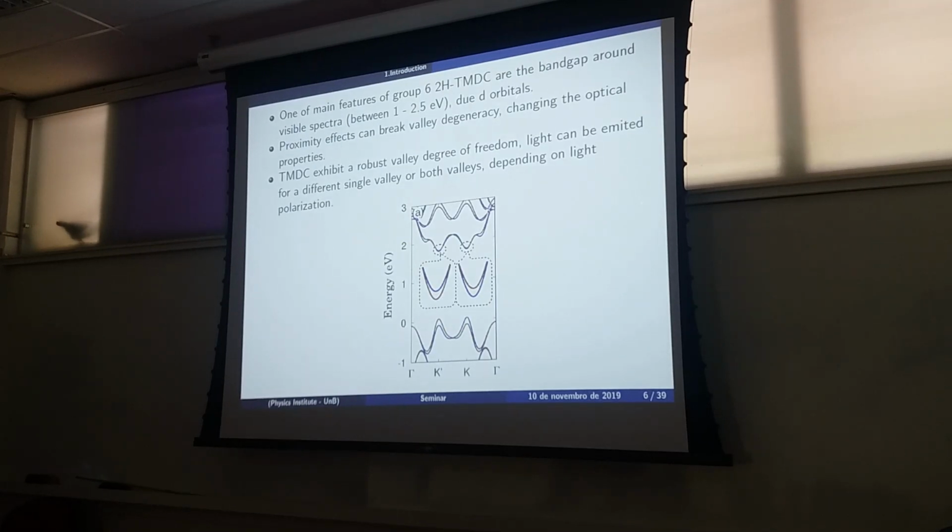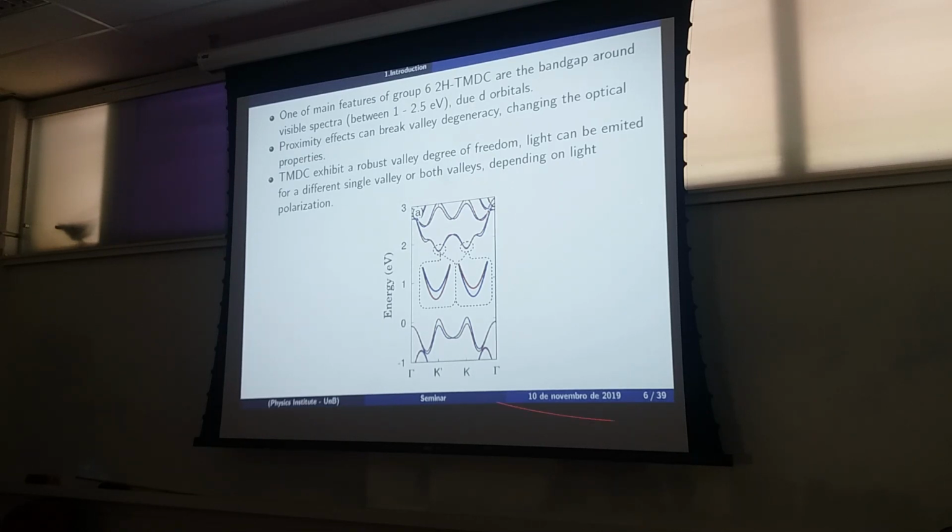So one of the main features of this group is the band gap in the visible region, around 1 to 2.6 electron volts. And with the d orbitals, we can basically model the tight binding Hamiltonian of this material considering only those orbitals. Instead, in my model I use d and p orbitals because we can work with some vacancy defects. The proximity effects can break valley degeneracy.